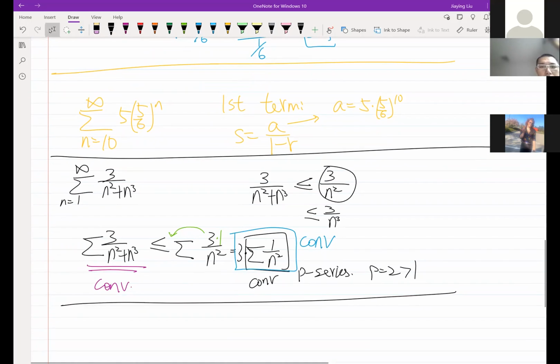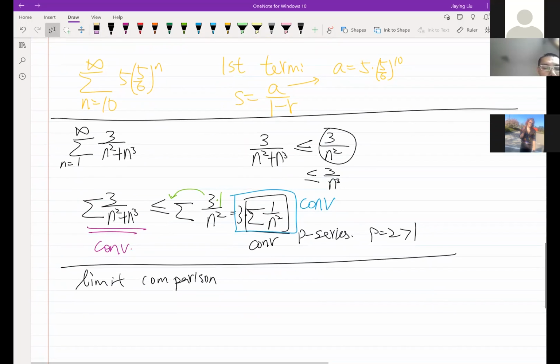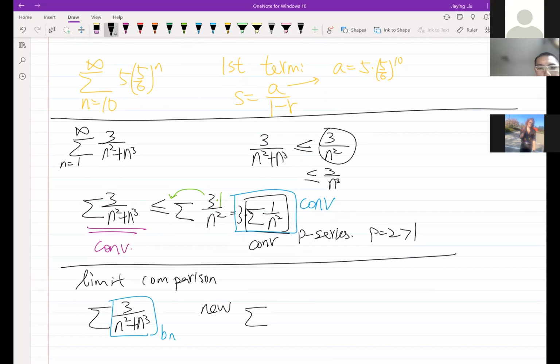But if you didn't use this, you can also use the limit comparison test. I don't think an integral is this easy, but if you want, you can use limit comparison. You can say, okay, the given one, you can call this Bn, and then the new one that we pick is just going to be the leading term of the numerator, which is 3, over the leading term of the denominator, which is n cubed. We're going to call this An.